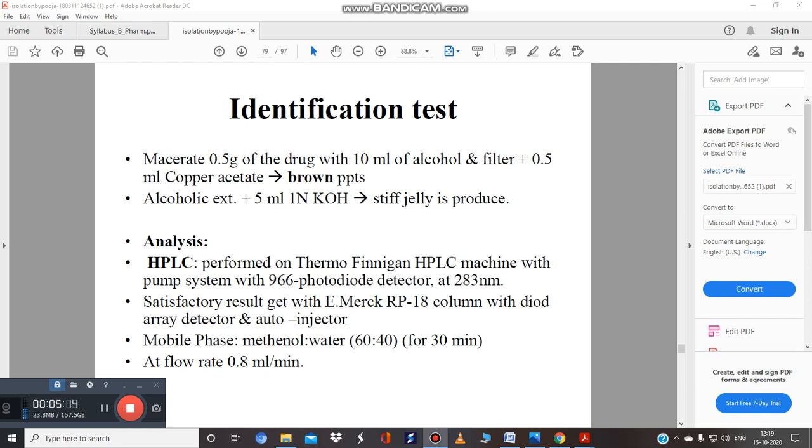Now for the analysis of the podophyllotoxin, you will use the HPLC procedure in which the mobile phase is methanol to water 60:40 and the stationary phase over here is reverse phase C18, meaning carbon 18 reverse phase silica. So this is the reverse phase HPLC method. And the flow rate is of course 0.8 ml per minute.